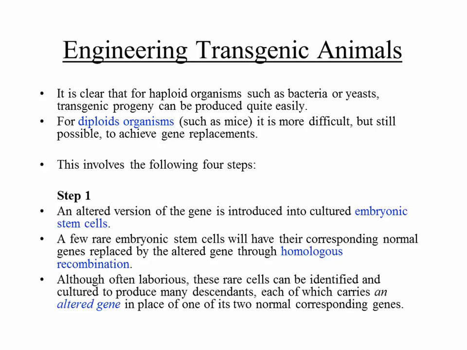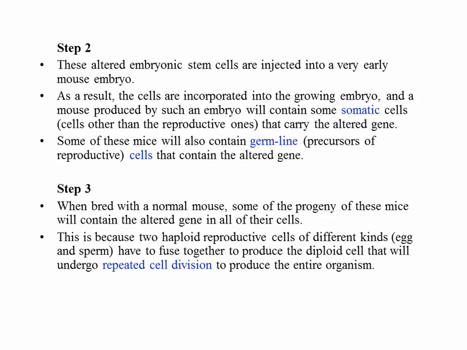Although often laborious, these rare cells can be identified and they can be cultured to produce many descendants, each of which carries an altered gene in place of its 2 normal corresponding genes, okay. So these altered embryonic stem cells, some of them, at least the altered ones, have that gene mutated. They are injected into a very early mouse embryo. As a result, the cells are incorporated into the growing embryo, and a mouse produced by such an embryo will contain some somatic cells, some cells in the body, right, that carry the altered gene, right.